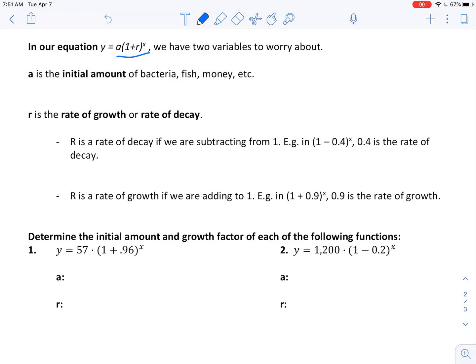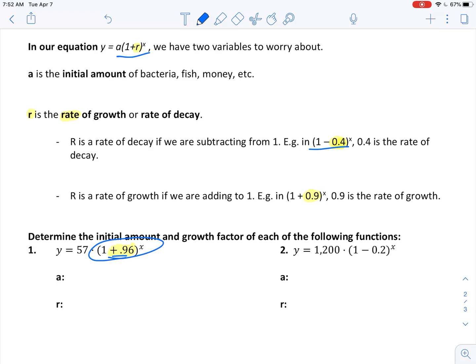In the case of decay, you could think of you buy a car and it depreciates in value year over year. So what we're looking at here is it's a rate of decay if I'm subtracting here. So subtracting means that my number is going to get smaller and smaller over time. So it makes sense that subtracting would be decay. And you're going to look at the number that is, again, in the parentheses, in the base of the exponent. But you're looking at what am I adding or subtracting from 1 here. So r is our rate of growth or decay. And we're going to look at what am I adding or subtracting to 1.